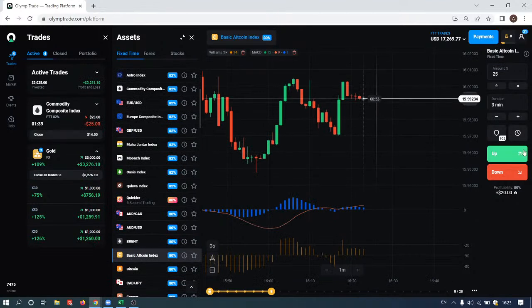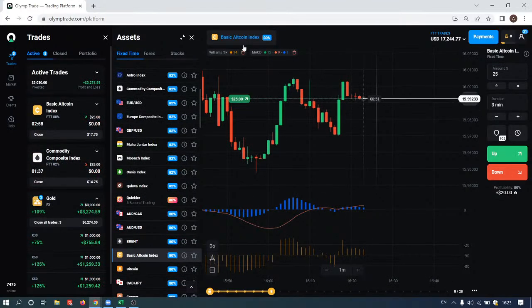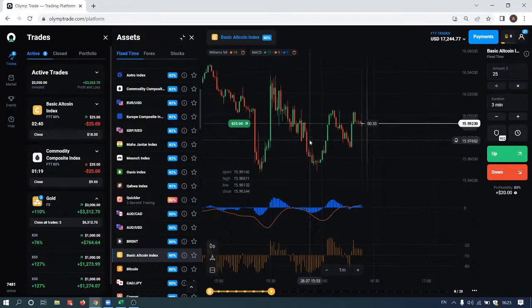Well, guys, this looks tempting. So, basic altcoin index. I think we should give it a try. It looks very promising. See, it stays for 1 to 3 candlesticks in a very narrow range, and then it bursts, explodes, and just goes up quickly with these green candlesticks.